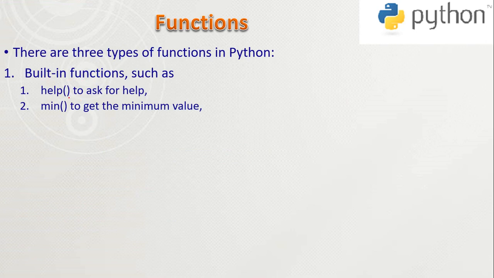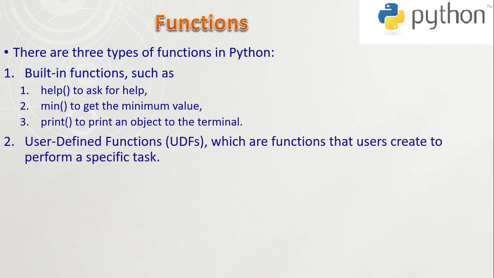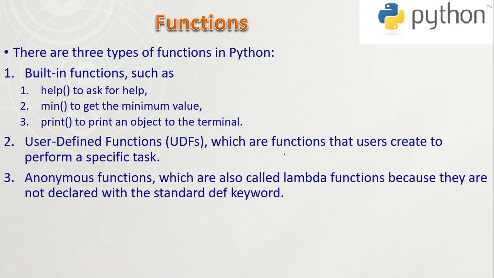Built-in functions, such as help, is a built-in function; min is a built-in function. This will give us the minimum value. To print an object to the terminal, we use the print function. Like input function is a built-in function. User-defined functions are functions that users create to perform a specific task.